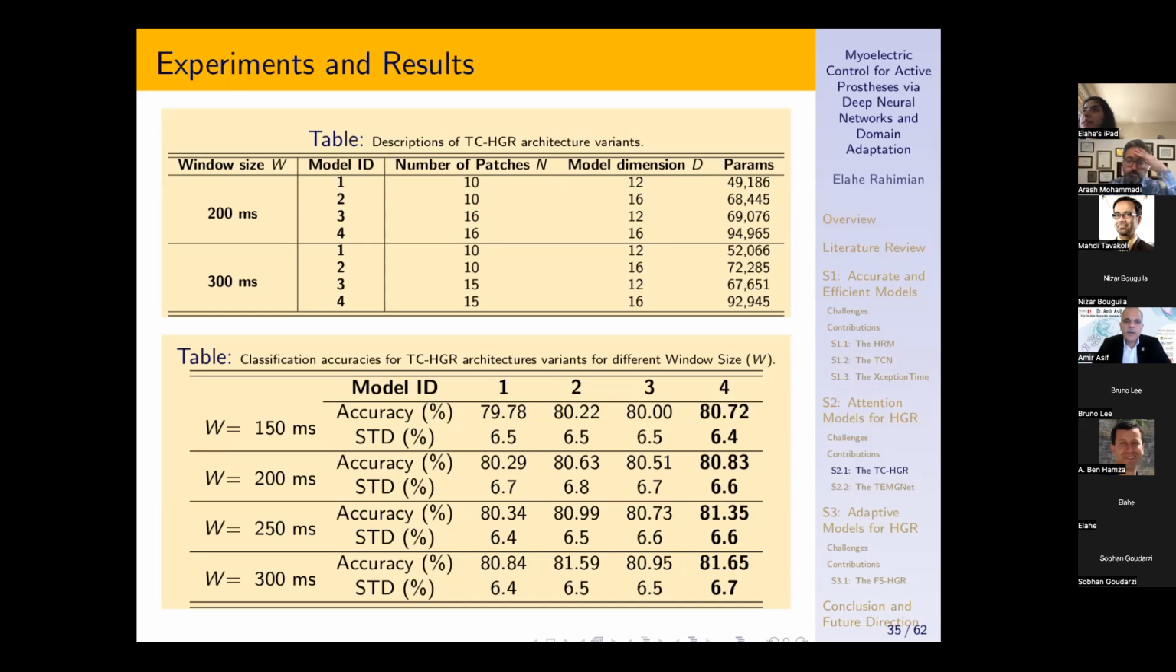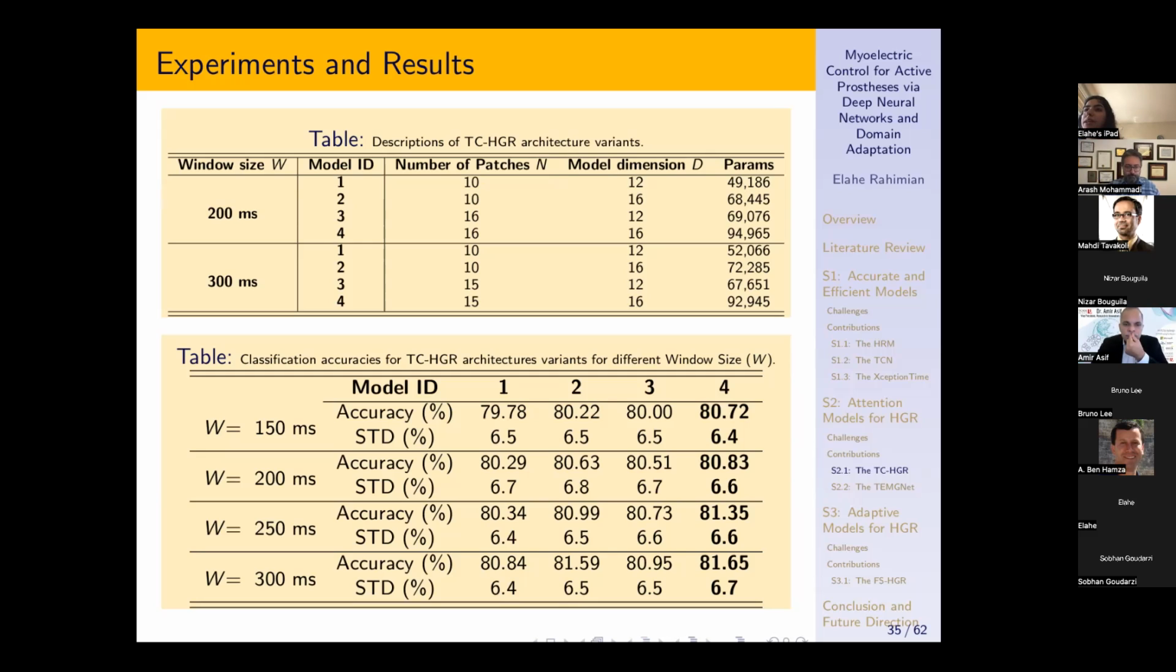Another experiment here is investigating the effect of the number of patches. For example, when we increase the number of patches from 10 to 15, again, we can improve the accuracy, but we have a more complex network. And the thing is that we report the result with different window sizes.